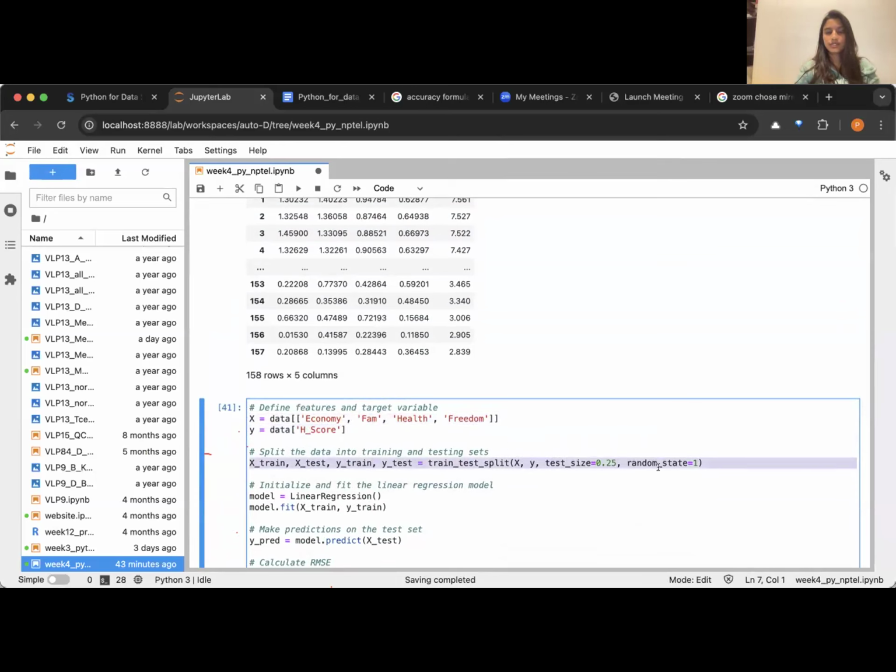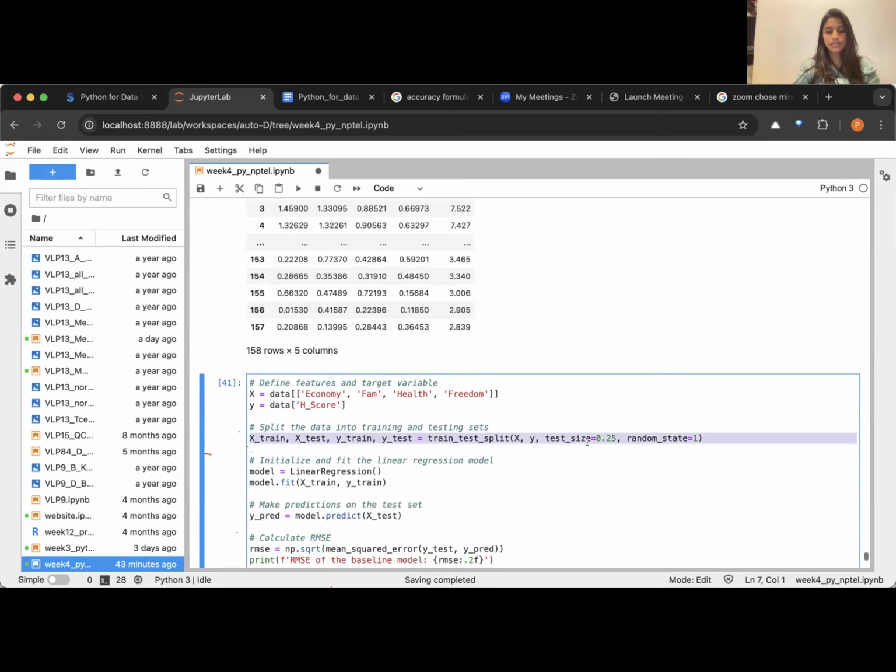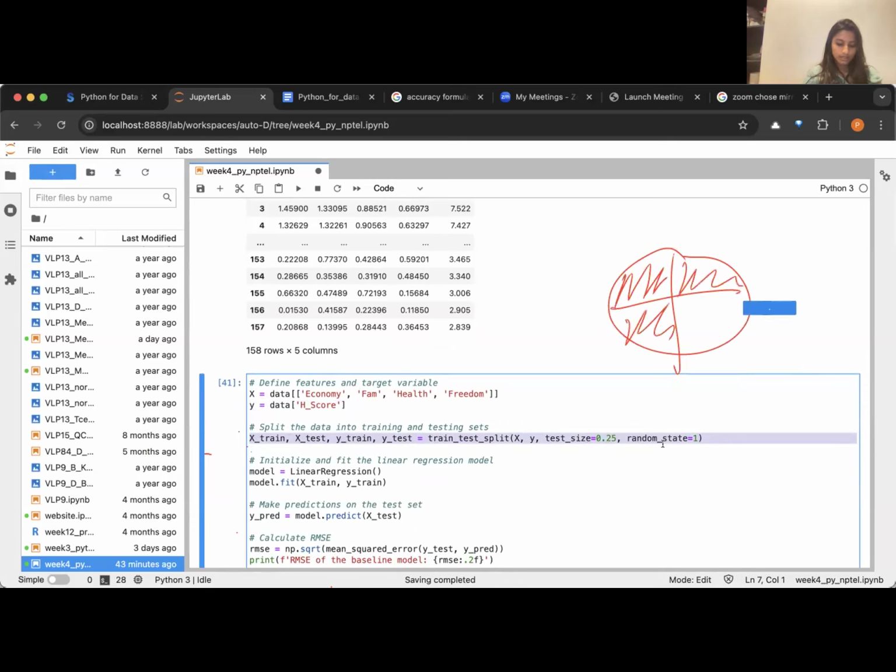And now splitting X and Y. 3:1 ratio, which means test data is just 1/4, which is 25%. So 3:1, 1, 2, 3. All this goes to training, and this goes to test. So this would be 25%, right? So the test size is 0.25.